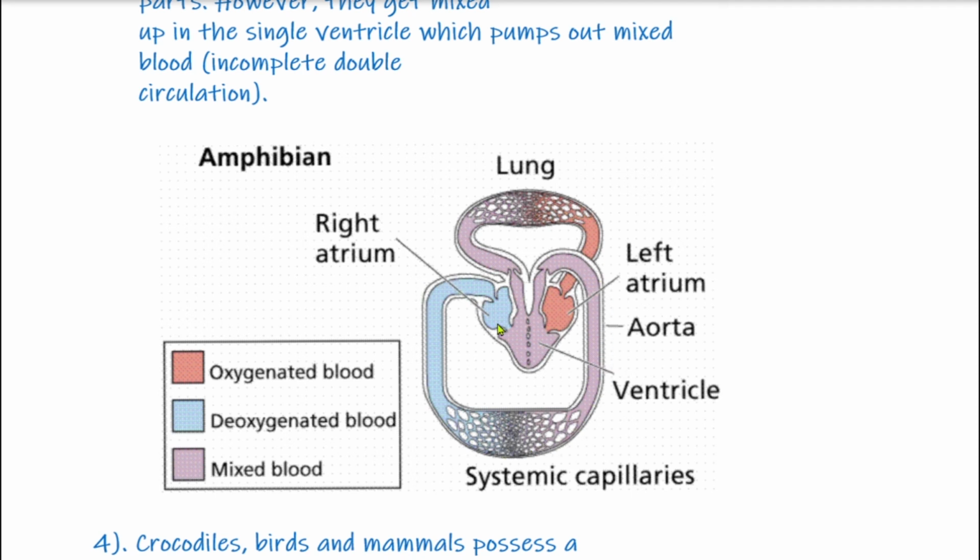Though it passes two times through the heart while completing one cycle of the whole body, the two sides of blood get mixed here in the ventricle. So this type of circulation is called incomplete double circulation, because the blood is getting mixed in the ventricle.